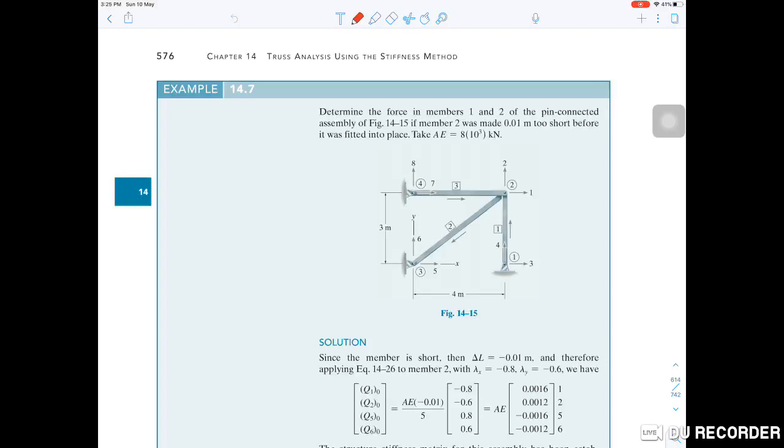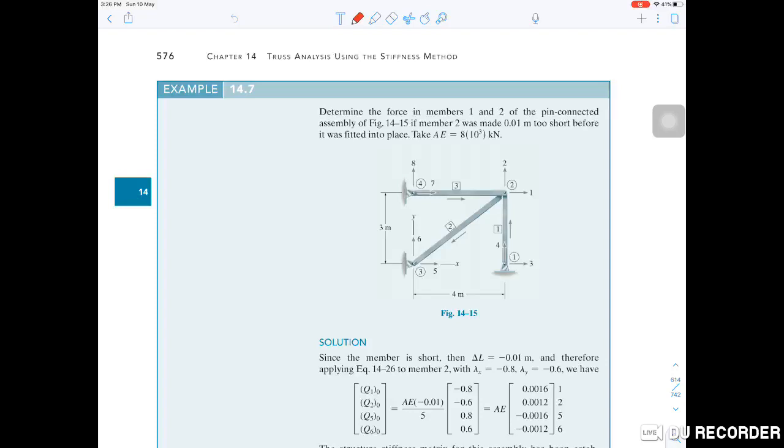Normally this error will give an effect to the displacement as well as forces. Okay, it is called fabrication error. It can be negative, it can be positive, depending on the situation. If it is fabricated shorter than its original length, we consider it as negative, and if it is fabricated longer than its original length, it is considered as positive.